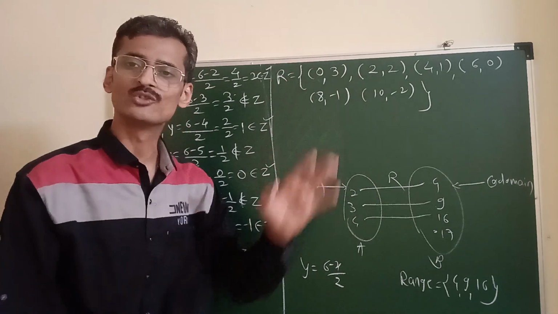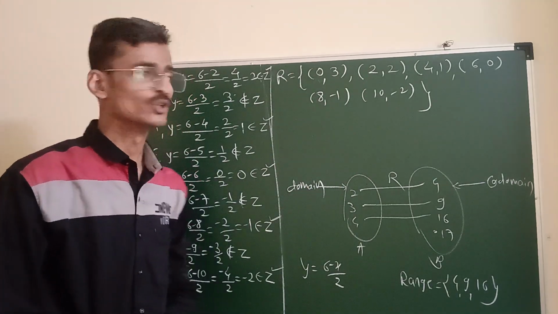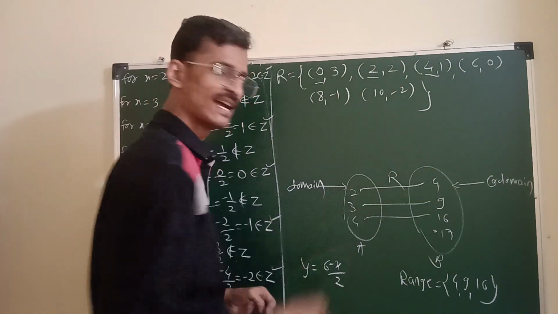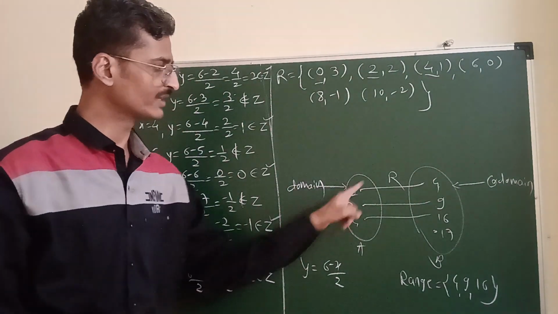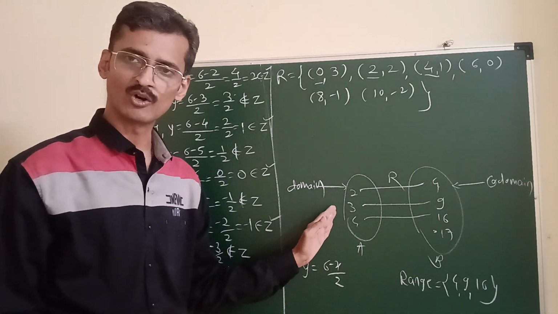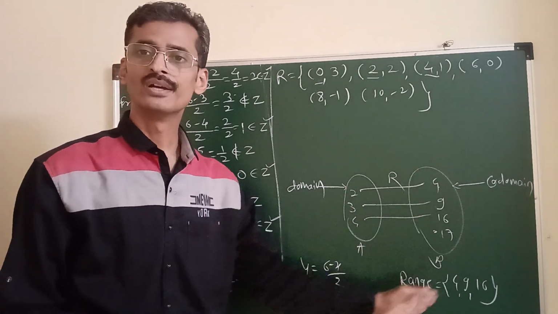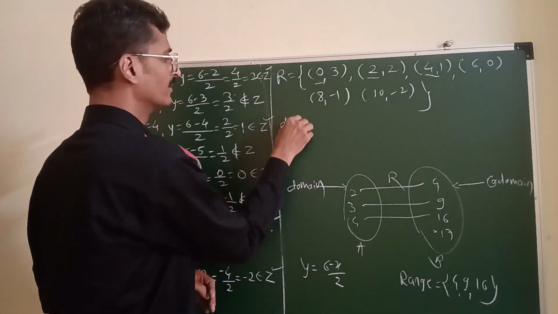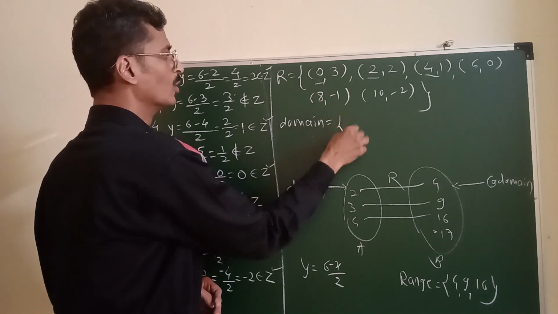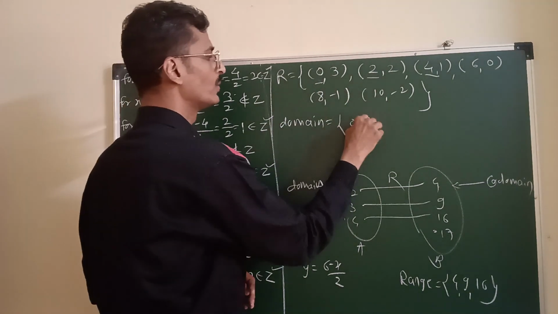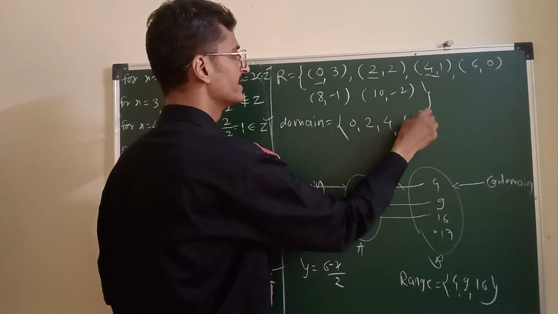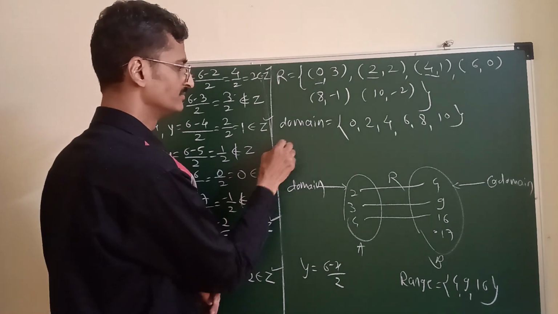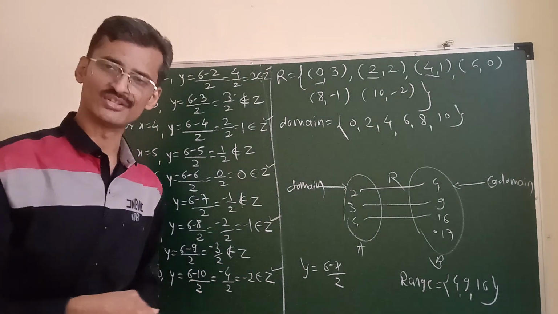So here, what is domain and what is codomain? The domain is always this x. We write x and y as an ordered pair. We can write (2, 4). So x is 2, that belongs to the domain, and this belongs to the codomain, or we can say range. So here, what is the domain? The domain is this: 0, 2, 4, 6, 8, 10.